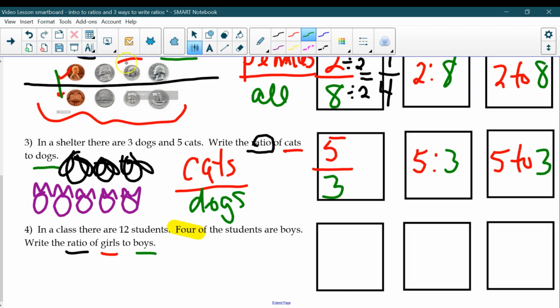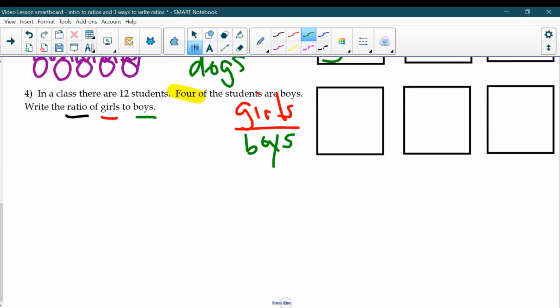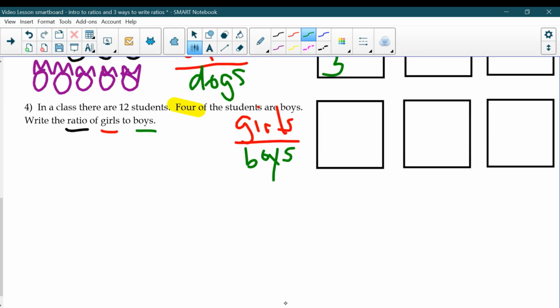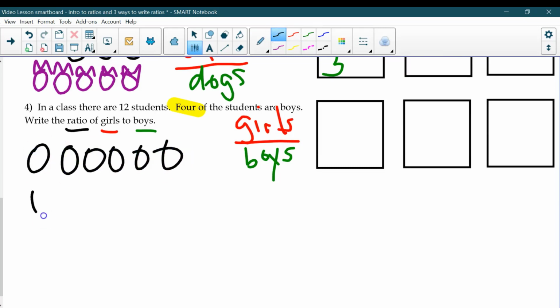So if there are 12 students, did it tell you how many girls there are? Because it said it wanted to write the ratio as girls to boys. But then you can say, but it didn't tell you how many girls there were. Could you figure it out? Yes. So how could you figure it out? How many of you drew a picture to help you figure it out? Right? So maybe you just said, okay, I know there's 12 students. 1, 2, 3, 4, 5, 6, 7, 8, 9, 10, 11, 12 students.